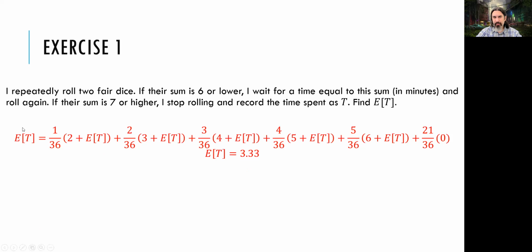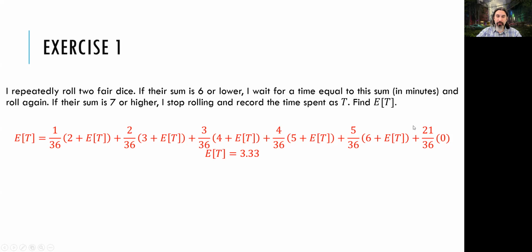The expected value of T is equal to 1/36 times (2 + E[T]). Why? We are waiting for 2 minutes because we have rolled 2, and now we're restarting. So when you restart, your expected passage of time is going to be the same, the expectation of T. On the other hand, with rolling a 3, you get a 2/36 chance of doing that, and you wait for 3 minutes, and then you restart. And again, for 4, 5, and 6.